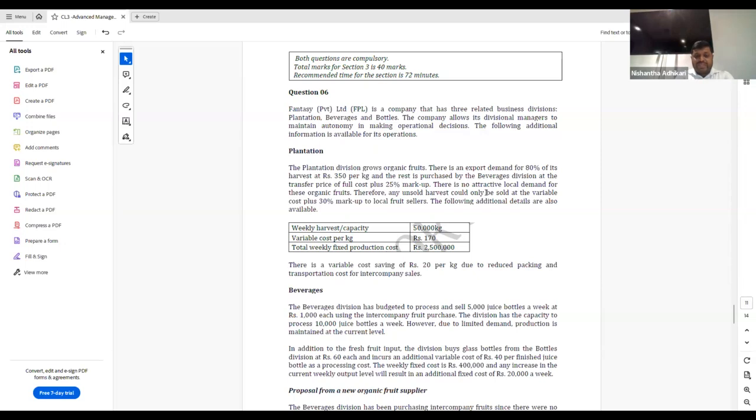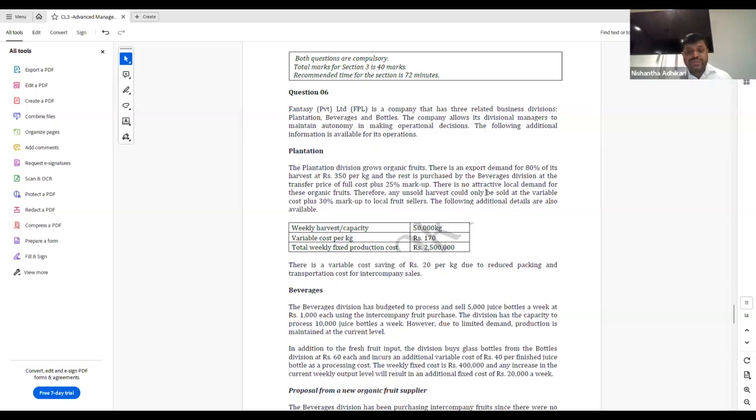Now we will see beverages. The beverage division has budgeted to produce and sell 5,000 juice bottles a week at 1,000 each using the intercompany fruit purchase. The division has the capacity to process 10,000 juice bottles a week. However, due to limited demand, production is maintained at the current level. Demand is also limited. You are currently manufacturing 5,000 juice bottles for a week.